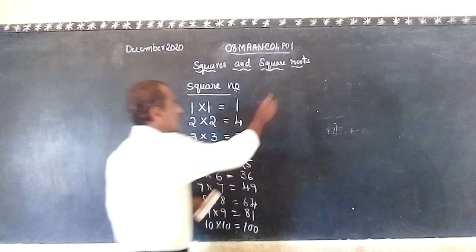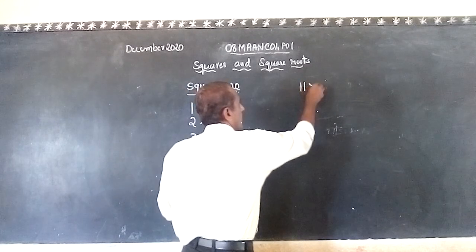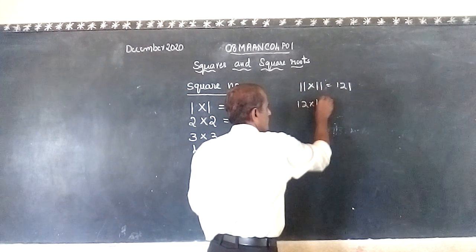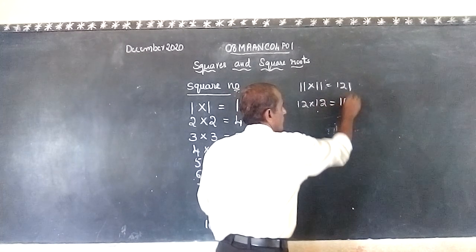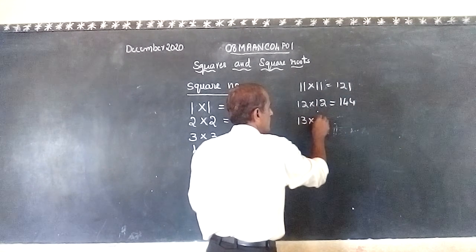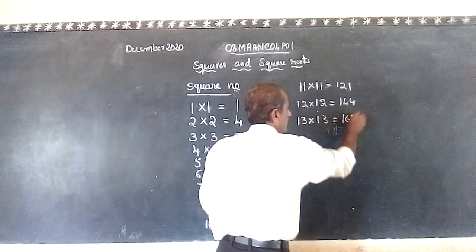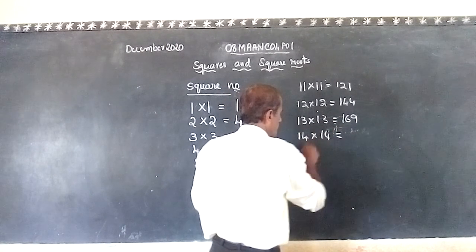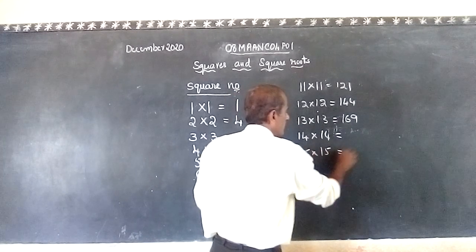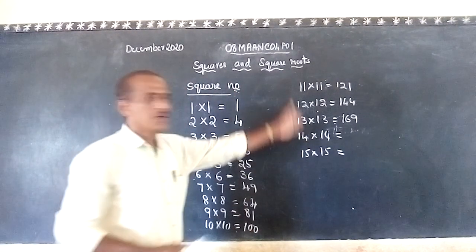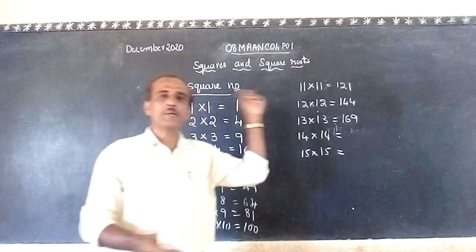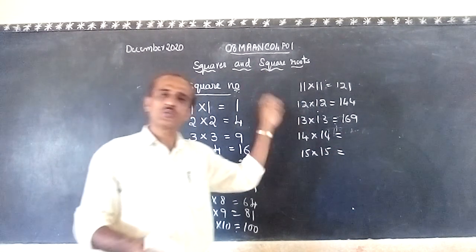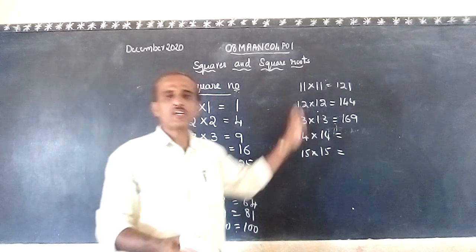Now, let us go for another number. The next number is 11. 11 into 11 is 121. What is 12 into 12? 144. Like that it continues. 13 into 13, 169. Then 14 into 14, 15 into 15. If the number is multiplied by the same number, then what you will get is called the perfect square. That you have studied in your previous classes. Let us recall this.